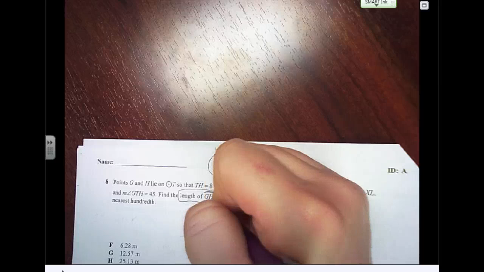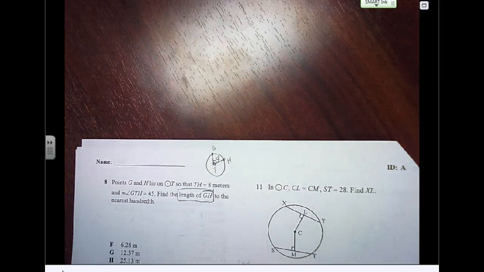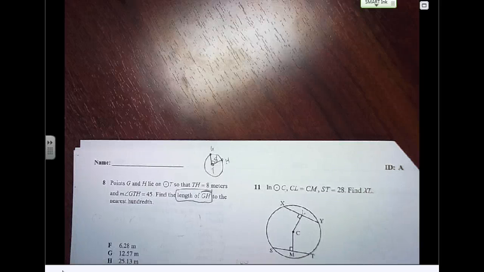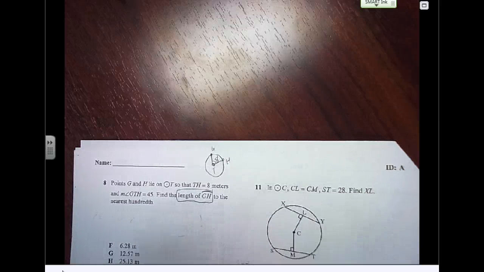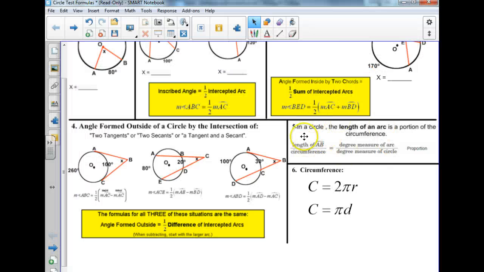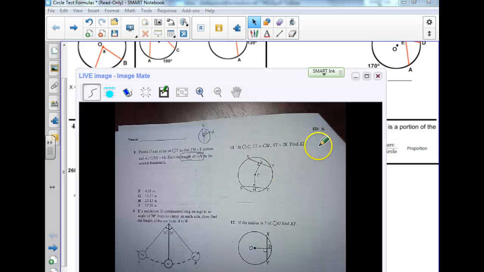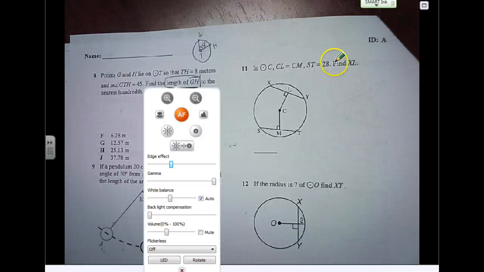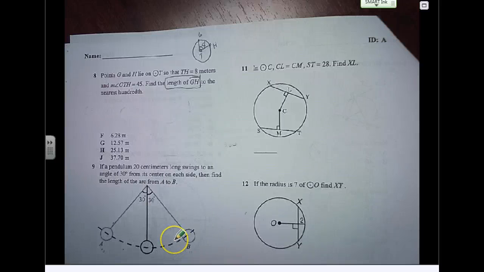Find the length. So here, find the length of GH. So now we're moving away from the measure of the arc. We want to find the length of GH to the nearest hundredth. So in this case, we're going to use our proportion. Okay, so you're going to be given the formula right here, number 5. So let's go ahead and use that formula. Let me expand that. So on number 8 again, here's our formula that we're using.